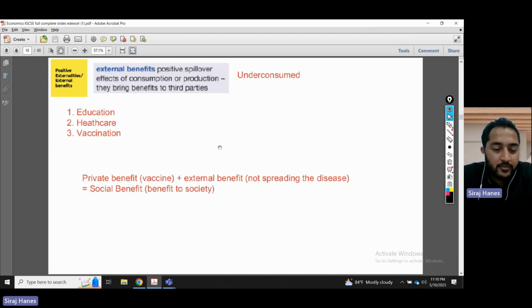Okay, moving on. Positive externalities. Now, this is a negative externality. This is a positive externality. Positive spillover effects from consumer. Now, let's say you and I, we studied hard. I'm doing my PhD. I'm still studying.